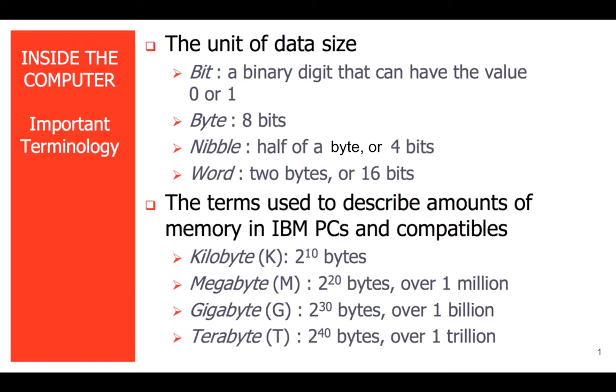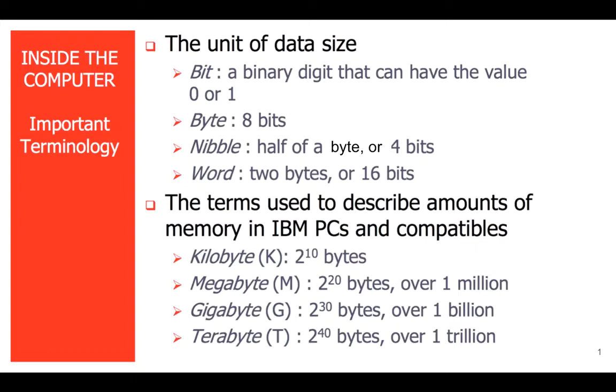The terms used to describe amounts of memory in IBM PCs and compatibles are kilobyte, K, 2 to the power of 10 bytes, which is over 1000 bytes, 1024 to be exact. Megabyte, M, 2 to the power of 20 bytes, which is over 1 million bytes, 1048576 bytes to be exact.